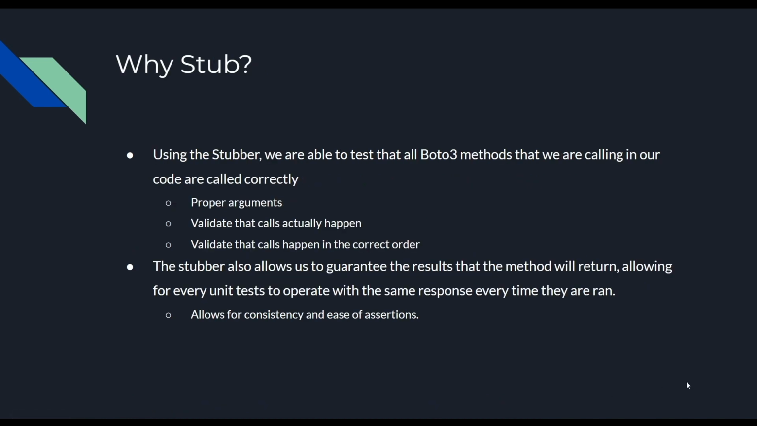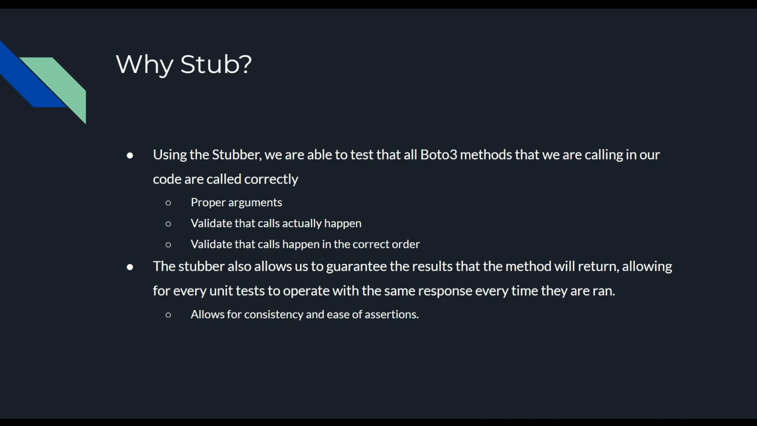But knowing that, why should we stub? What's the point of replacing code with other code while running a unit test? It sounds like that's not actually testing our code. Well, using the stubber, we're able to test that all the Boto3 methods we're calling in our code are called correctly. This means called with proper arguments, we're validating that these calls actually happen, and we're validating that calls can happen in the correct order.